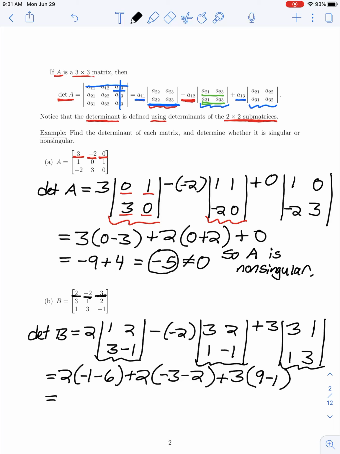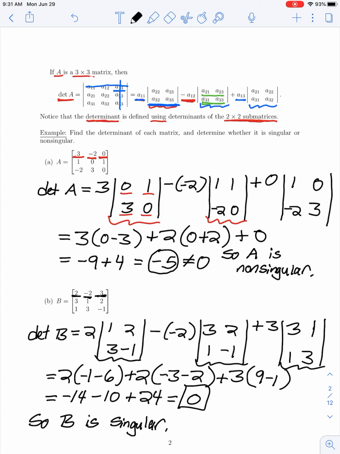So let's see what we're left with. We have 2 times negative 7 is negative 14, plus 2 times negative 5 would be negative 10, and then plus 3 times 8 would be 24. So altogether we're left with 0. So we would have a determinant of 0, and so this matrix B is singular or non-invertible.